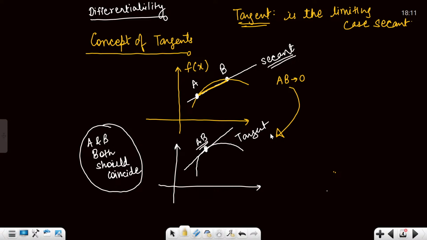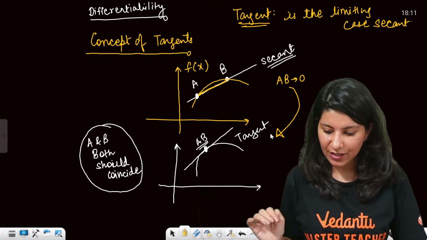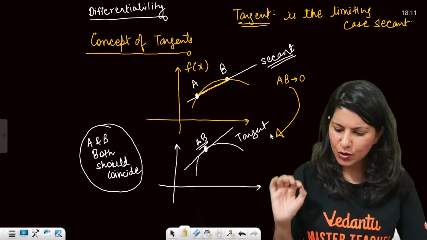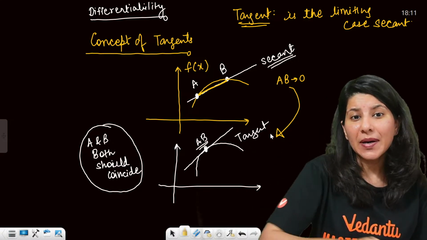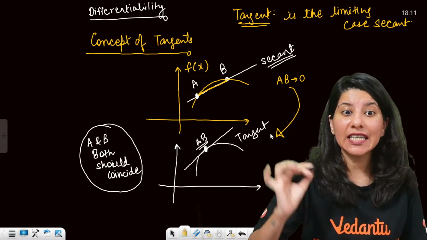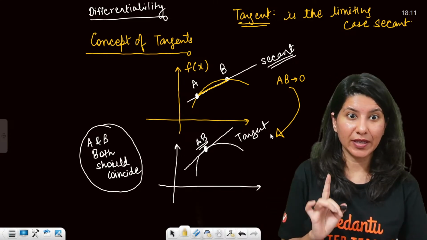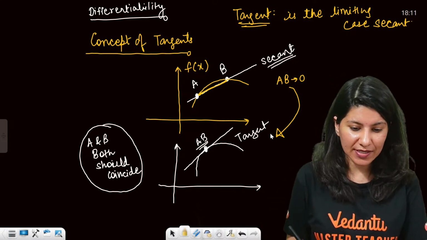Okay, so Kushmohit is telling me the definition of tangent: a line drawn to a circle or curve, but a line drawn which will touch the curve at a single point. Okay, this is the proper definition. I hope you understand that.